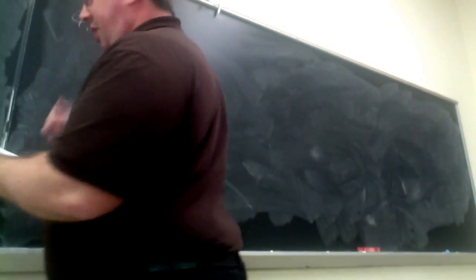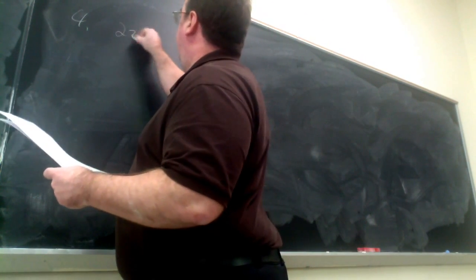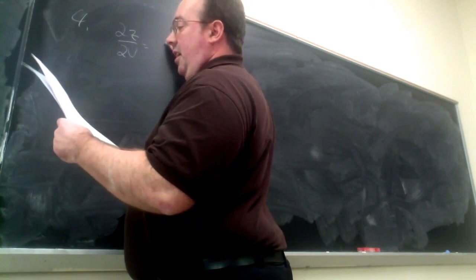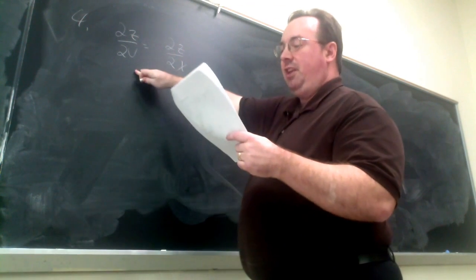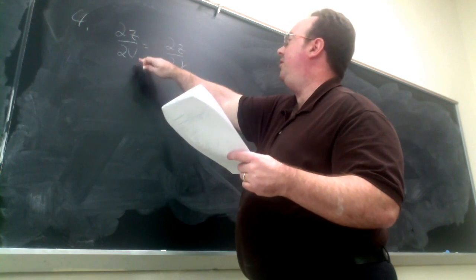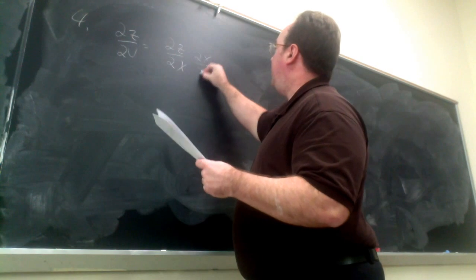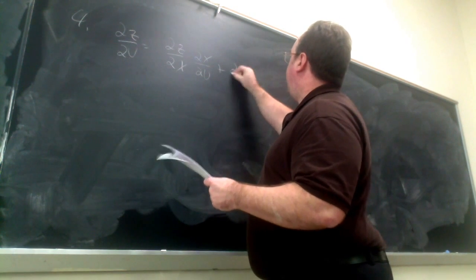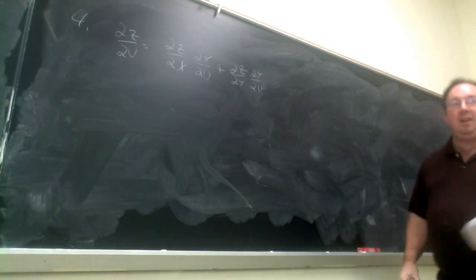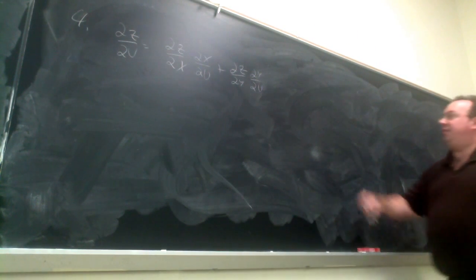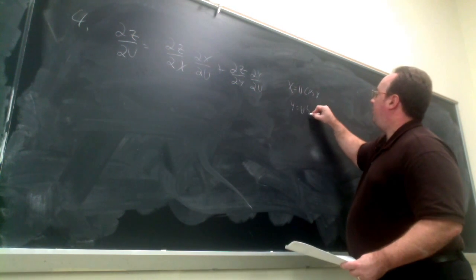Number 4 was the chain rule problem. And most had the general idea right. So you ask for dz/du and dz/dv. So dz/du would be dz/dx dx/du plus dz/dy dy/du. Now, in this case, x is u cosine v, y is u sine v.